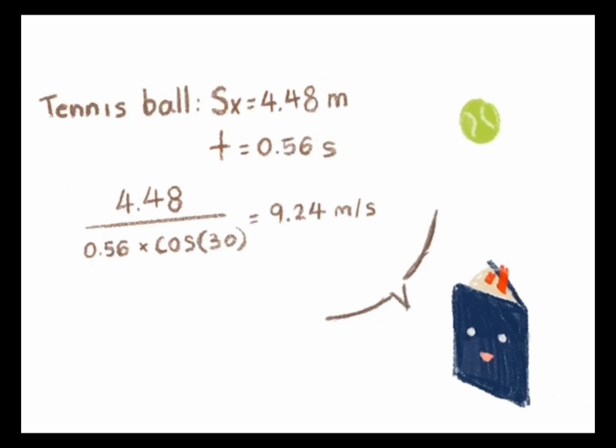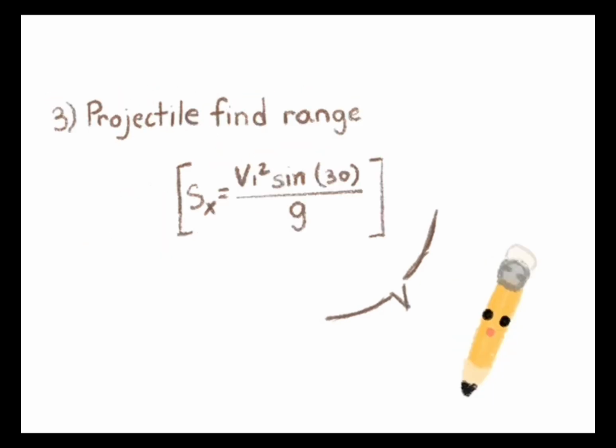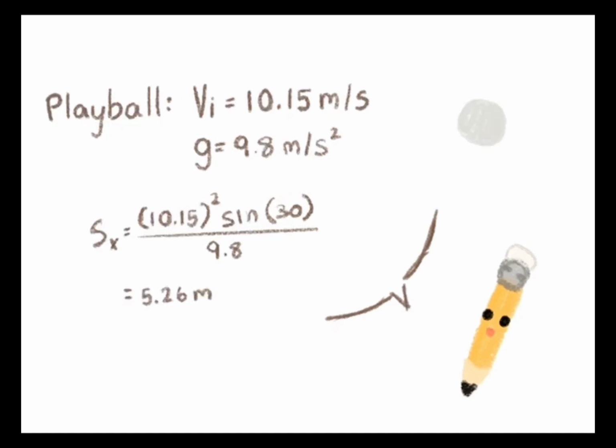The initial velocity of the tennis ball is 9.24 meters per second, and for the baseball it is 8.26 meters per second. Then we are going to find the projectile range and prove the projectile equation, which is distance equals initial velocity squared times sine theta divided by gravity. In this experiment, we're using 30 degrees as theta.